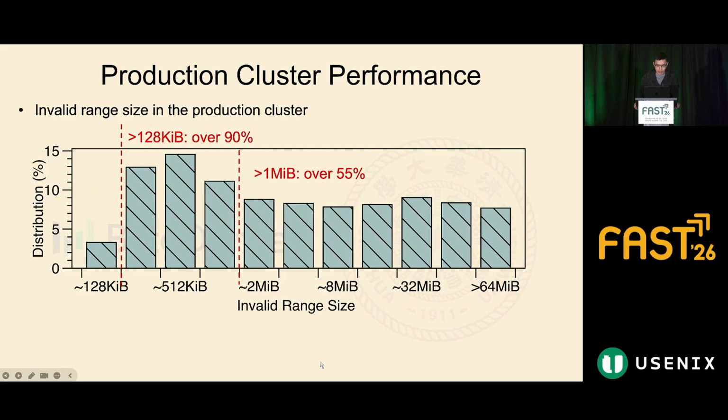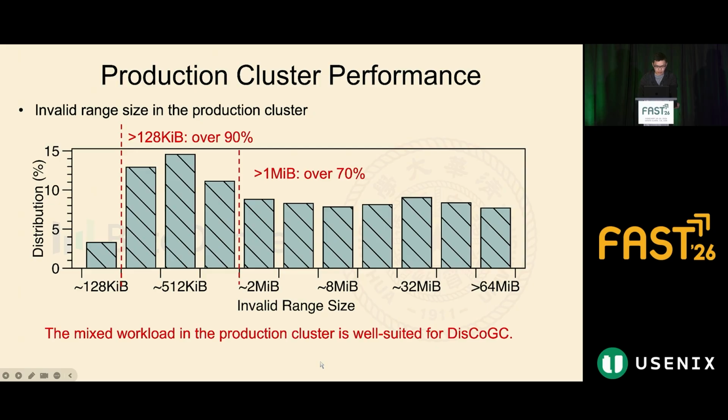We counted the invalid range size in the production cluster and found that ranges larger than 128 kilobytes account for more than 19%, while ranges larger than 1 megabyte account for more than 17%. So the mixed workload in the production cluster is well suited for DiscoGC.